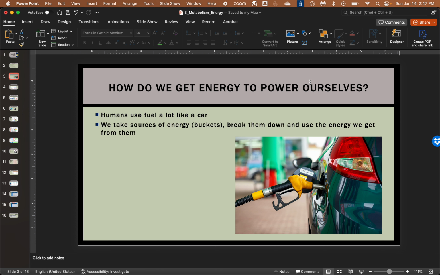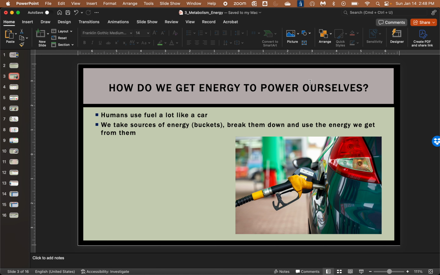So let's start by talking about how we get energy to power ourselves, the human body. The human body uses fuel, and a very common analogy is a car. Whereas a car has a central gas tank that it feeds through the car into the engine and basically explodes the gas in a controlled explosion, which releases energy, the human body does something similar, although we have different sources, or what I call buckets. So we have different gas tanks. We have several gas tanks.